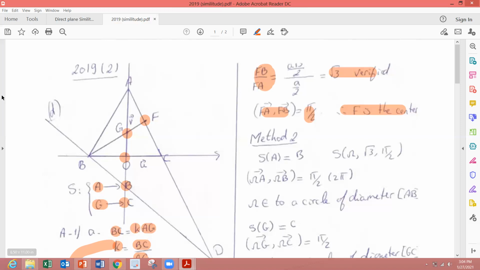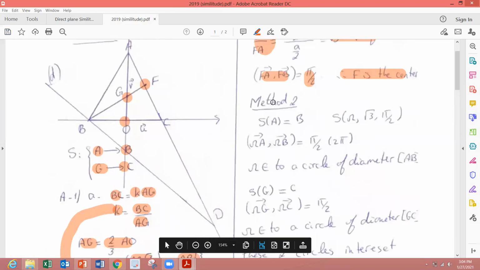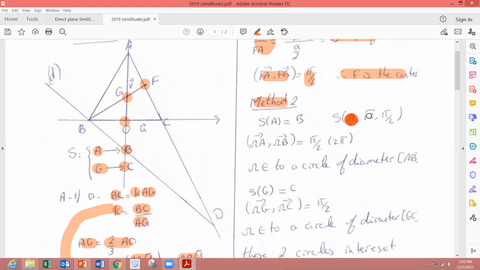Second method. Did you finish writing? Yes. Method 2. How much did the angle come out to be? Pi over 2. Suppose that the center is omega. Suppose S is the similitude with center omega, ratio radical 3 and angle pi over 2.